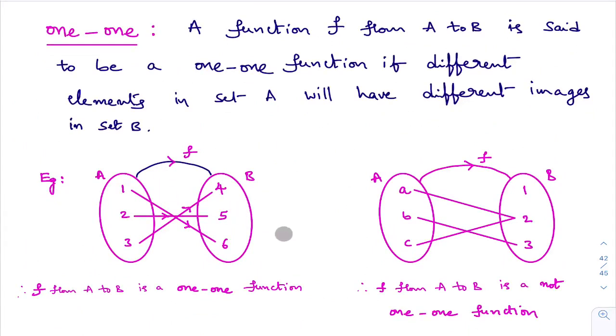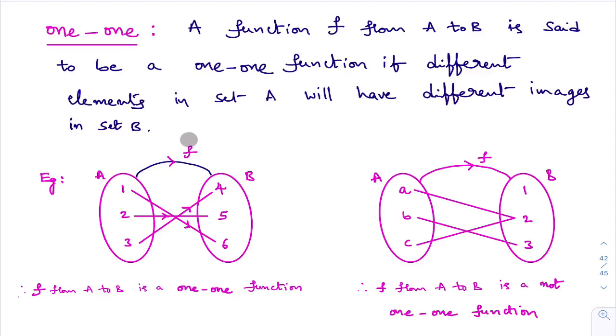See, simple. What is one-one function? First point, one-one function is also known as injective function. Okay, what is one-one function? A function f from A to B is said to be one-one function if different elements in set A must have different images in set B. That's it. While doing exercise problems, you will get more clarity.